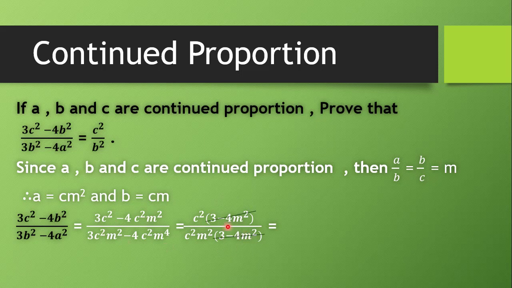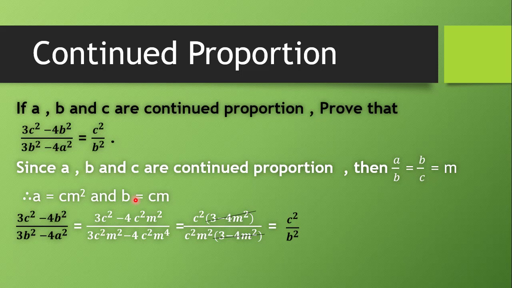Here I have (3 minus 4m) power 2 over (3 minus 4m) power 2. Okay, here I have C power 2. What about here? I have C power 2 m power 2, which is the same as B power 2. So this is C power 2 over B power 2.